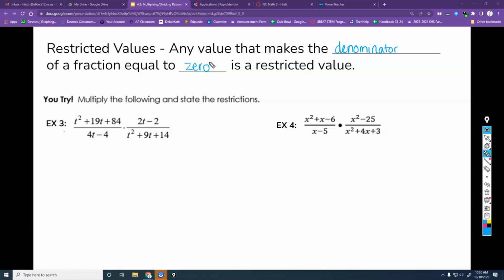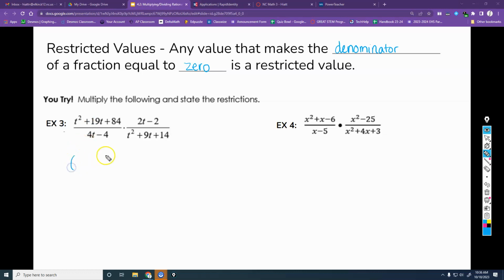So on your assignment, it's going to ask you to multiply. And I think I have the instructions telling you to state the restrictions. If I didn't, I do want you to do that. So do that if I didn't put that on there. But for example 3, we would need to factor first. So just like we did the last problem, we're going to factor like we did.